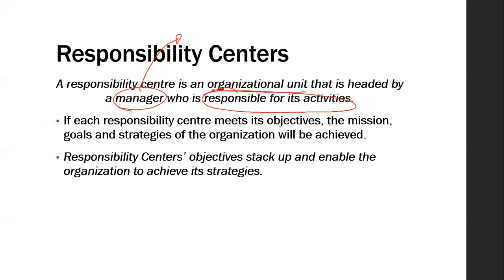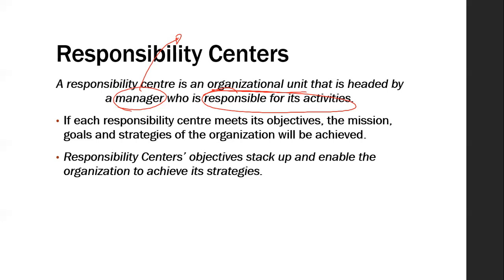So if the performance of everyone is satisfactory, but the organization as a whole did not achieve the total objective, then there's something wrong with how accountabilities are distributed within an organization. So responsibility centers' objectives stack up and enable the organization to achieve its strategy.